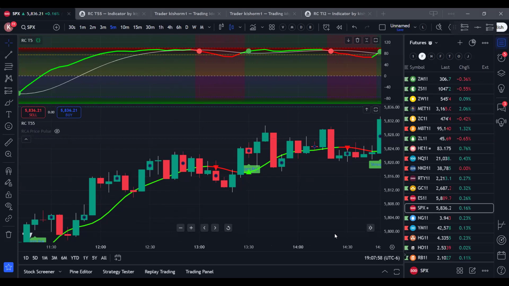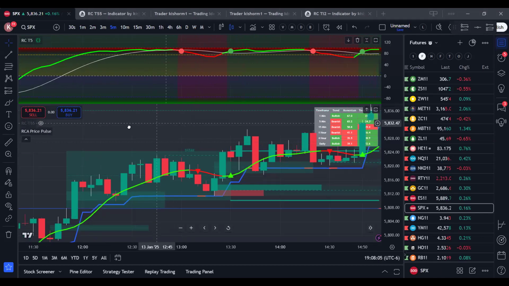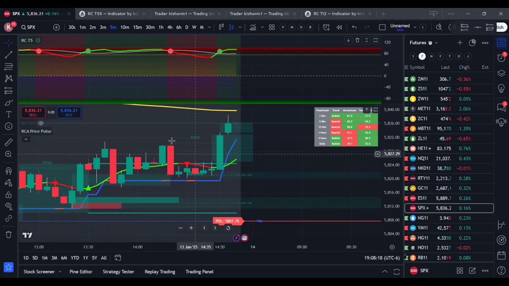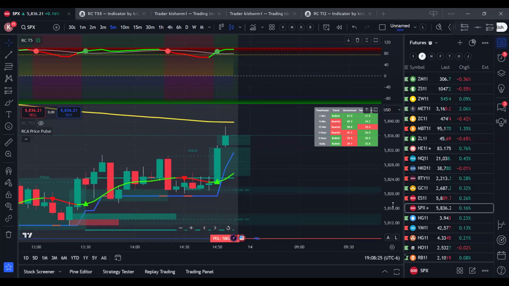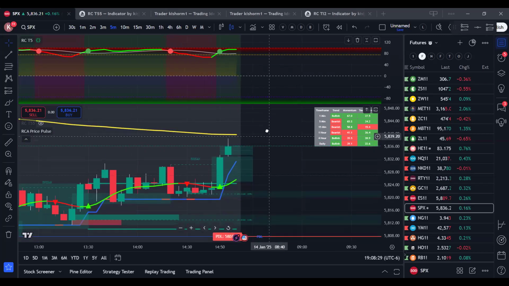So mainly, again I'll write the T55. One is you have T5, one is price pulse. These are the two most important indicators. T5 will tell us whether it is overbought or oversold, whether it is bearish or bullish. In the same way, price pulse will tell us whether you have a lot of buyers, whether you have a lot of sellers, whether buyers are ruling the market or sellers are controlling the market.